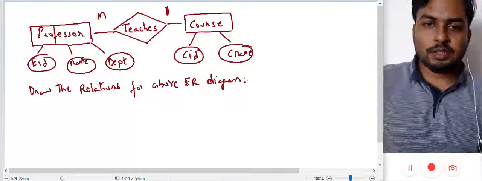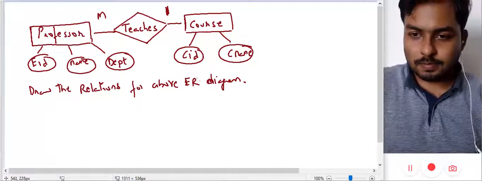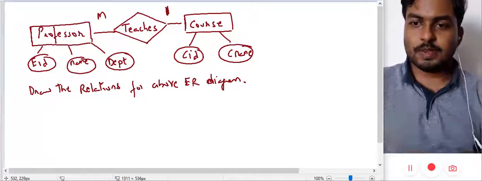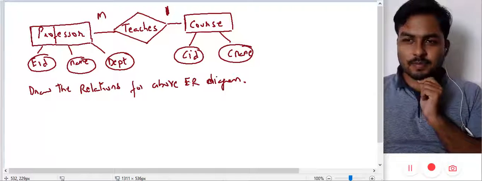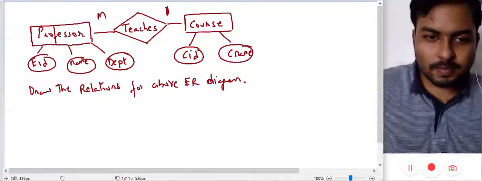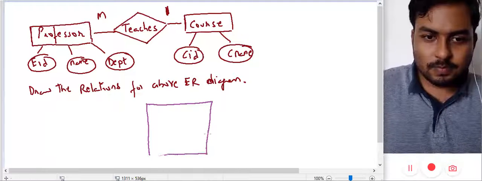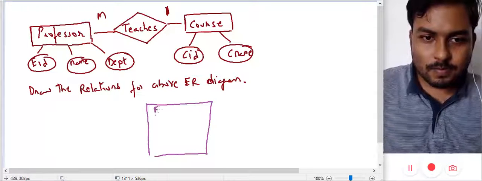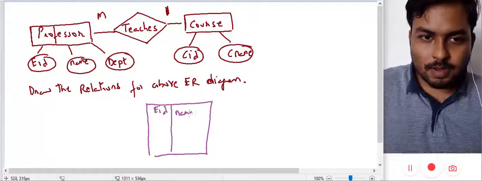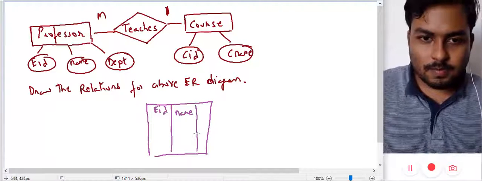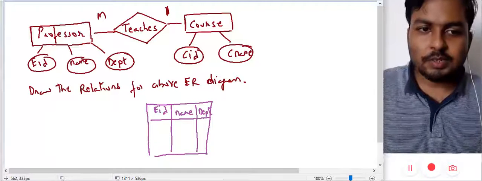So what are the two relations that we'll get from here? One will be professor with the relationship set, and the other will be course. First we'll have attributes employee ID, name, department, and CID. Another table will have course ID and course name. Correct. So three columns will be there in this relation.